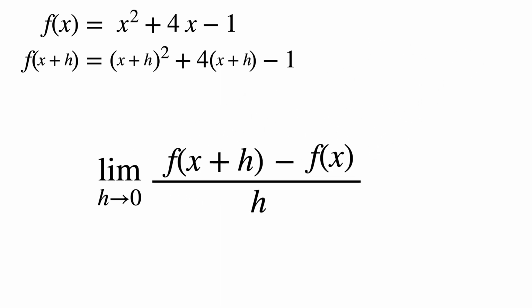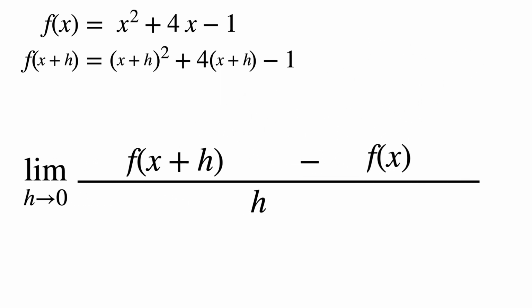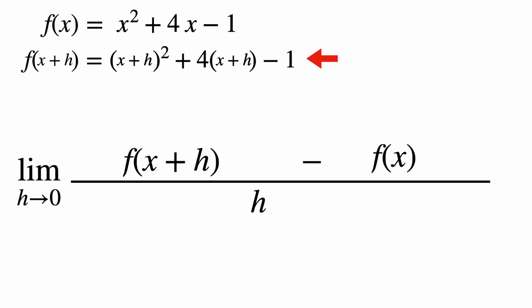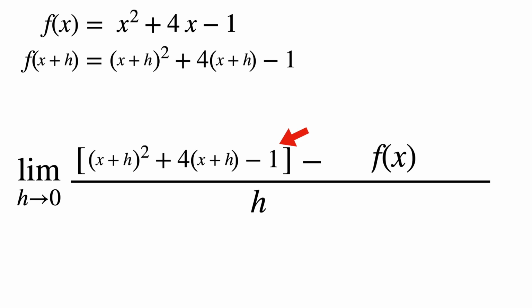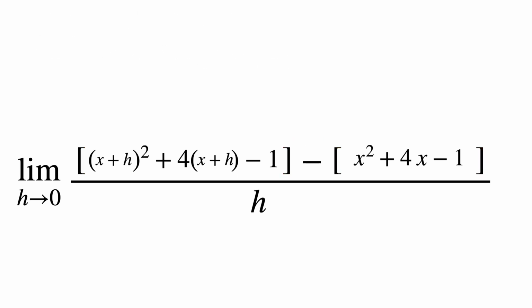And now we have everything we need to set up this formula. So all we're going to do is take the f of x plus h that we just wrote, and substitute that into the formula. And then the same thing with f of x, we're just going to substitute it right into the formula. Now when you're substituting them in, make sure you use brackets or parentheses, otherwise that minus sign is really going to mess you up. Okay, and now we're done setting up our formula.